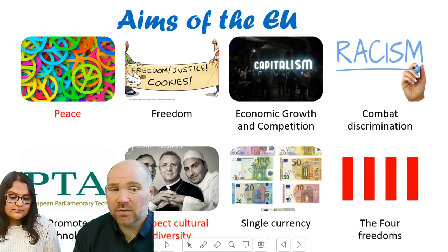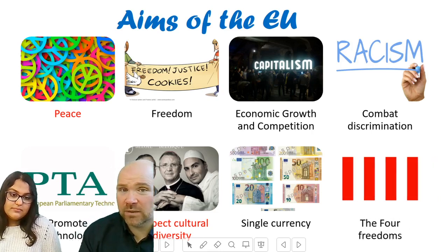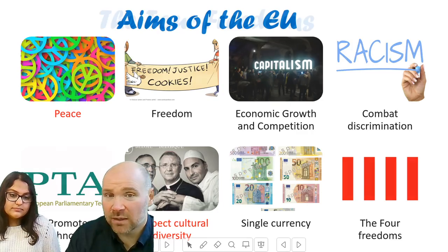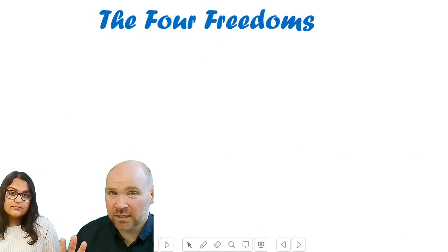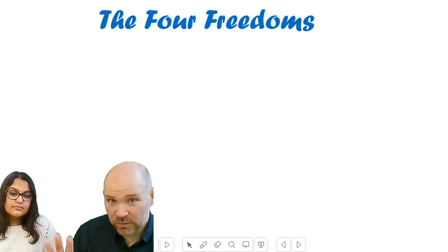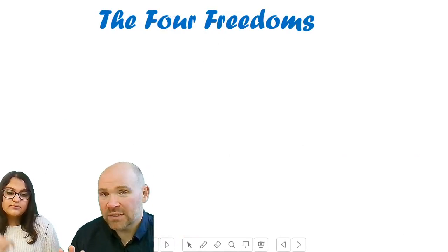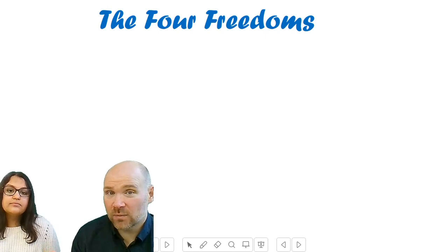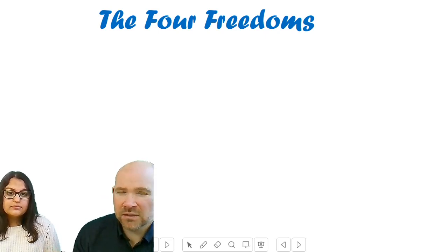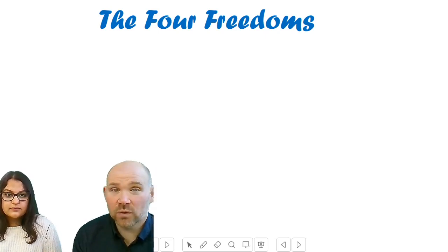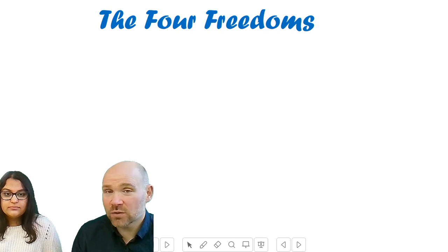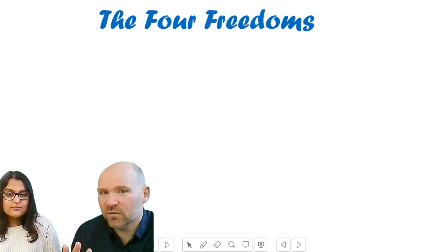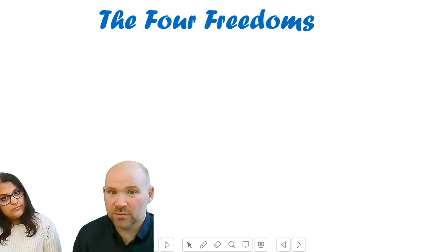The other aim of the EU is what's become known as the four freedoms, and we're going to talk about that on the next slide. The four freedoms are the four key principles of the single market, and we'll discuss what they are in a second. But when David Cameron went to renegotiate with the EU back in 2015, before the referendum, he kept coming up against these four freedoms, because he would say, well, can we change this and can we change that? And the answer was often, well, no, because they're part of the four key principles of the EU.